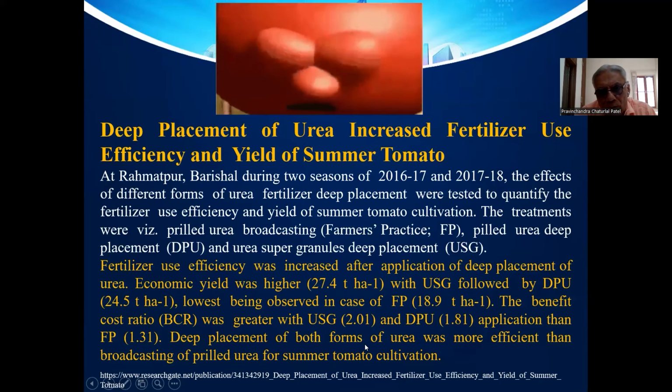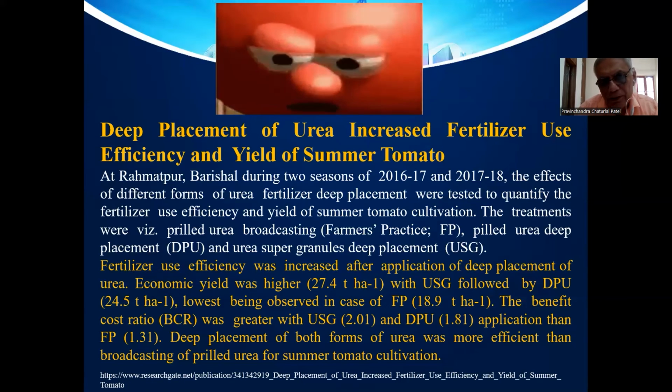So deep placement of both forms of urea was more efficient than broadcasting of prilled urea for summer tomato cultivation. On this basis they have recommended to the farmers that deep placement of both forms of urea, either urea supergranules or deep placement urea, is more efficient than broadcasting of urea for summer tomato cultivation. Therefore, farmers should adopt these techniques for achieving higher tomato production. It also helps in mitigation of climate change, and farmers require less chemical fertilizers, contributing to reducing global warming.